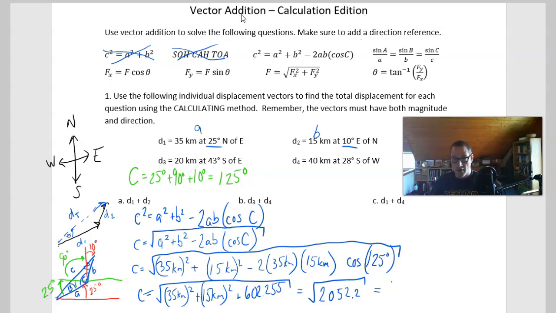And I get 45.301 and some more digits. We should only have as many digits as we have in the question, and that's 2, so it's 45 kilometers.